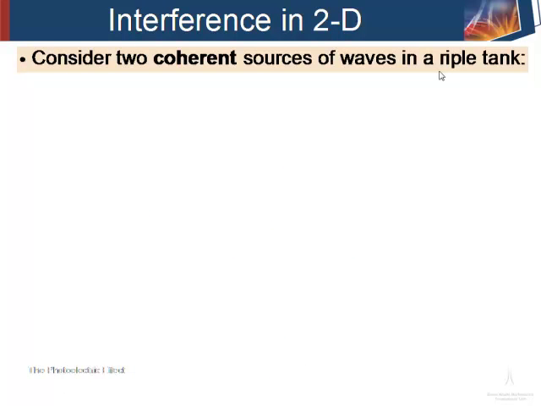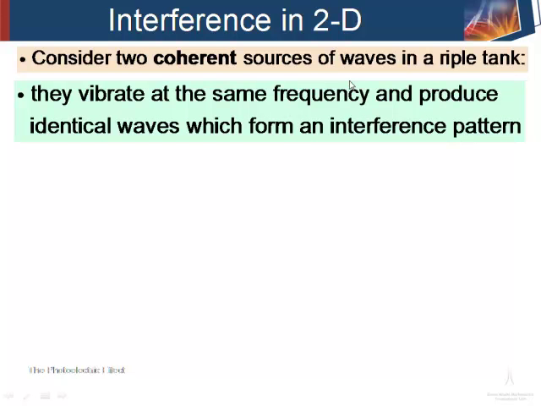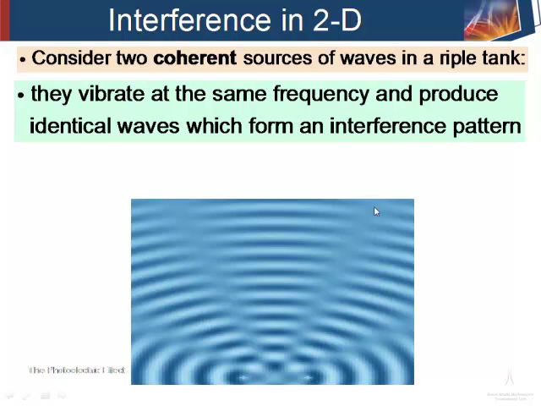Consider two coherent sources of waves in a ripple tank. These waves vibrate at the same frequency and produce identical waves which form an interference pattern as shown over here. Waves vibrating at the same frequency. This is the interference pattern that you would observe. This is nicely observed with water waves in a ripple tank. Now we have got these dark lines over here, these dark areas here. These represent the crests of the wave. And the lighter areas in between are then the troughs of the wave.